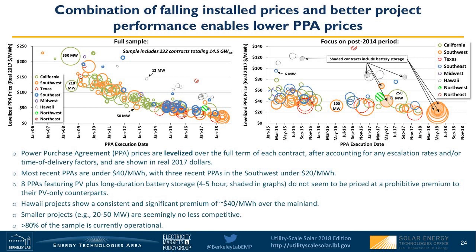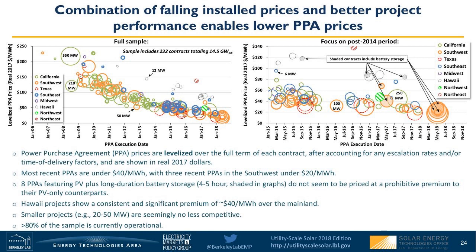Now, 8 of these contracts are not just for solar, but instead are for PV plus long-duration battery storage, and by long duration, I mean 4 to 5 hours. These PV plus storage bubbles are indicated by shading and also by the arrows there on the graph. And as you can see, in general, these contracts do not seem to be priced at all that much of a premium relative to their PV-only counterparts.